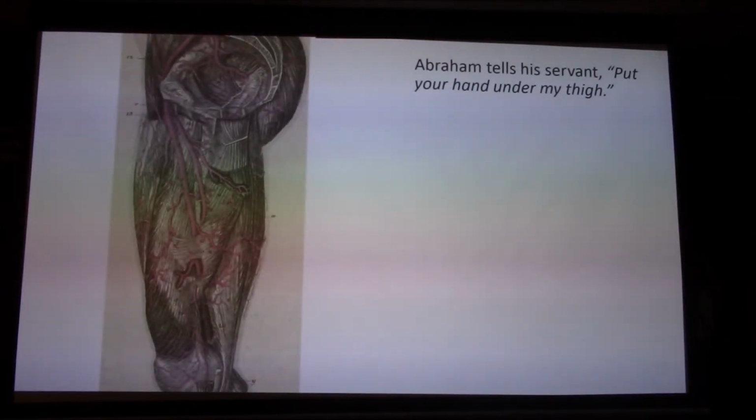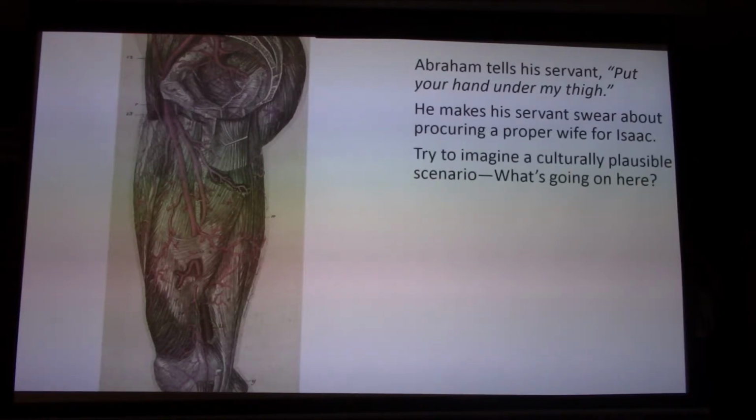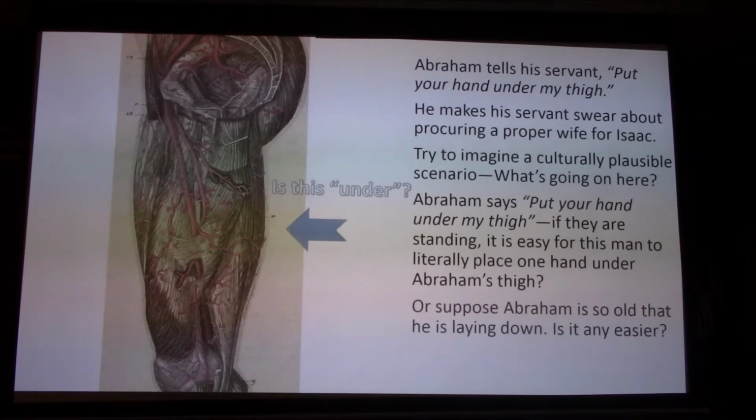Abraham tells his servant, "Put your hand under my thigh." He makes his servant swear about producing a proper wife for Isaac, his son. Try to imagine a culturally plausible scenario here. What's going on here? Put your hand under my thigh. What does he mean by that? If Abraham is standing and his servant is standing, is it easy for the man to literally put his hand under his thigh? No. Or suppose Abraham is so old that he's laying down, crippled. Is it any easier for the man to put his hand under his thigh?